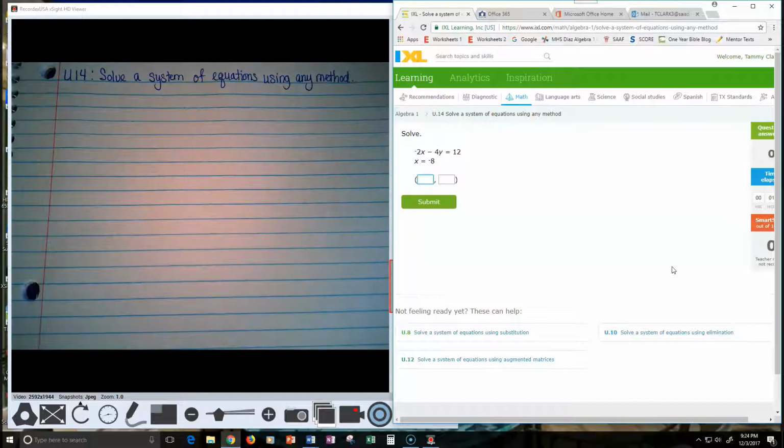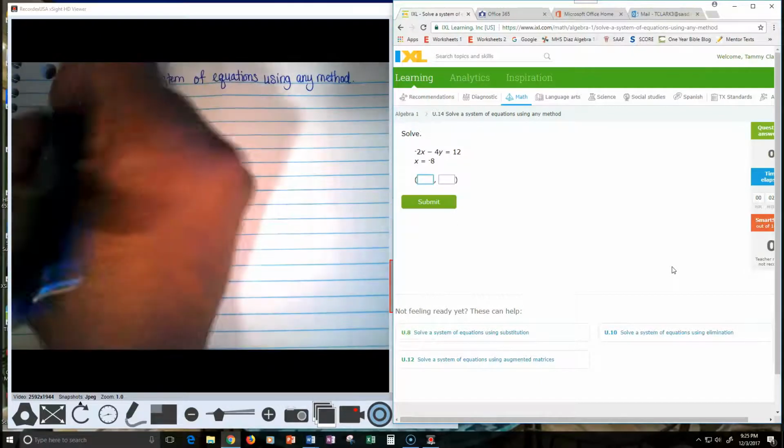We have also learned how to solve systems of equations by using substitution, and that works best when we have one variable alone. We've learned how to solve systems of equations by using elimination, which works best when you have two equations in standard form. So in U14, you get to pick whatever method you like. Just keep in mind that some are going to work better for some things than others. So let's go ahead and get started.